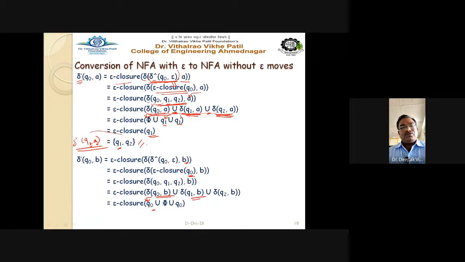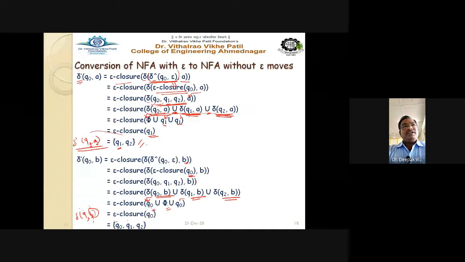For q1 comma b, there is no such transition on q1 on b, so that's why it is phi. And q2 on b goes to q0, that's why q0 union phi union q0 we have written here. So the final is e closure of q0. And what is the e closure of q0? E closure of q0 is nothing but your q0 q1 q2, right? So the answer is delta dash q0 comma b, means in our resultant NFA without epsilon moves, if you give the b input to q0, it will go to q0, q1 and q2, three states on the same input symbol, right?